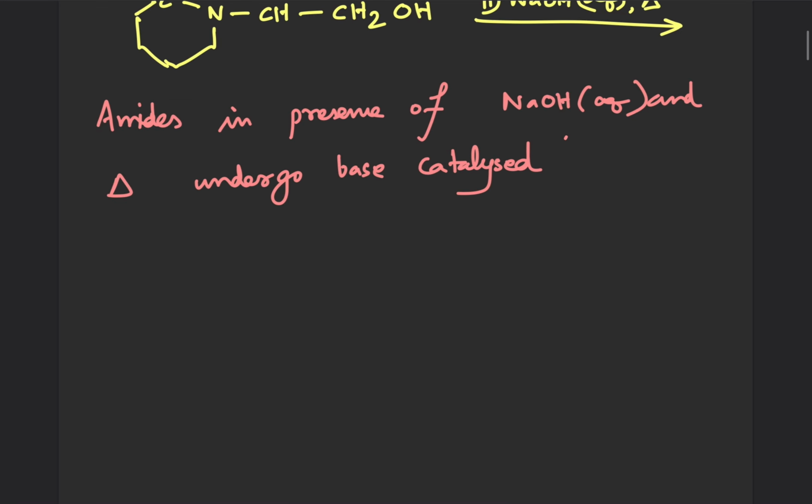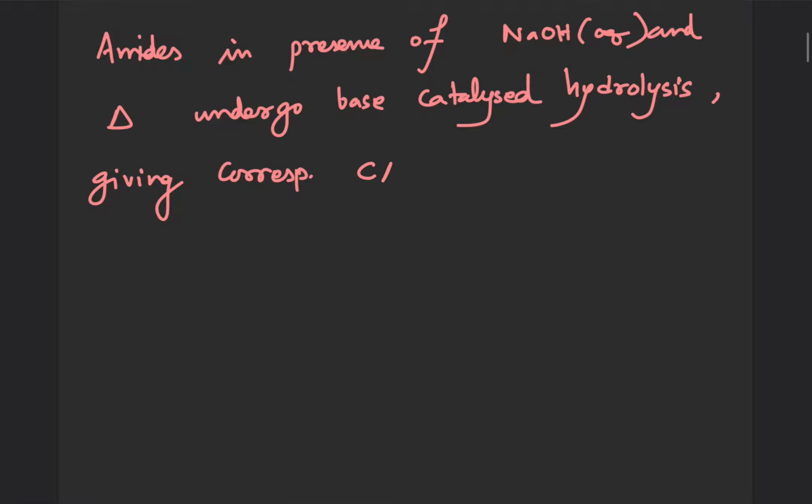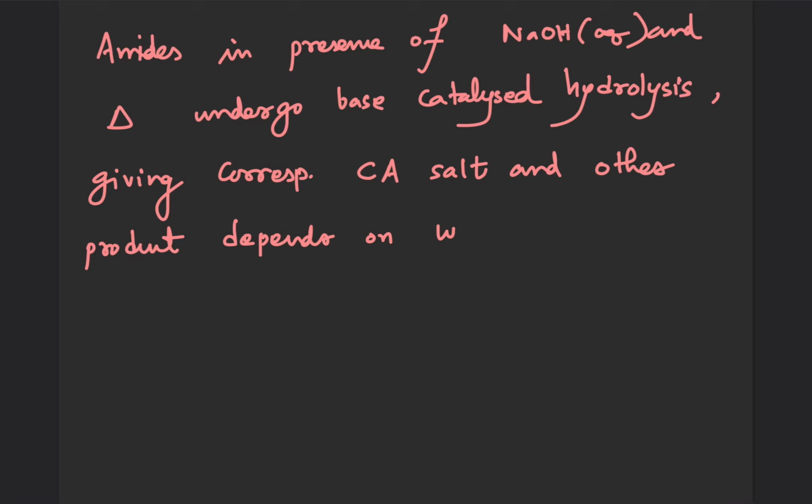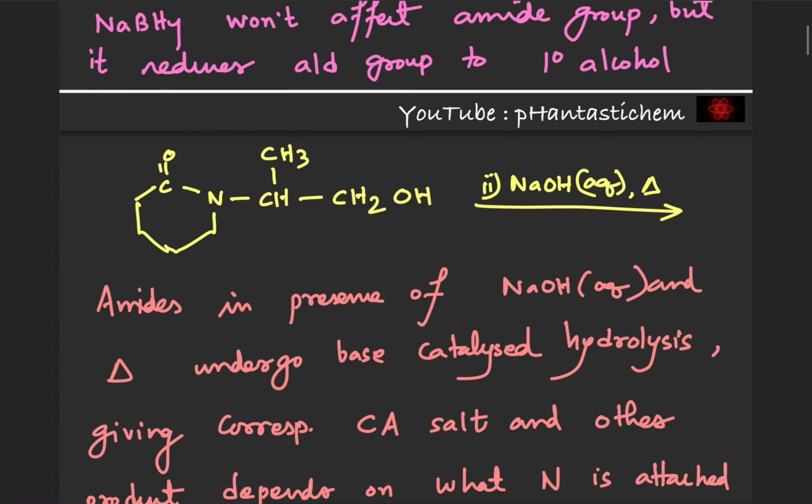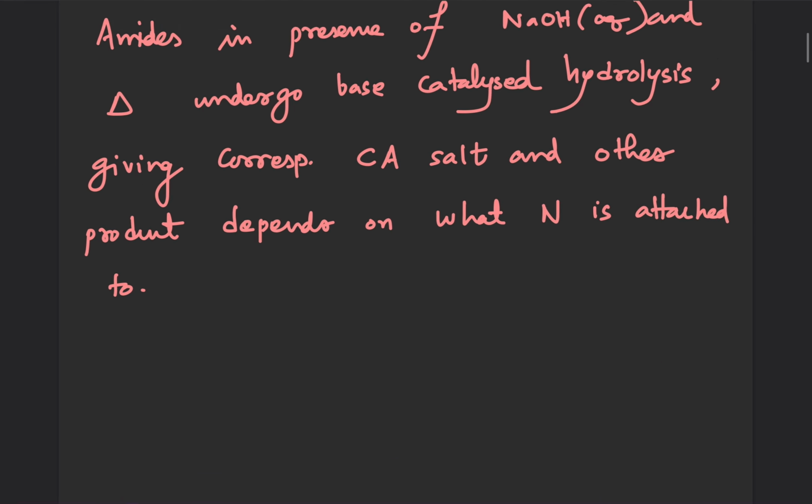hydrolysis, giving the corresponding carboxylic acid salt and another product that depends on what N is attached to. For example, it depends upon what this N is attached to. I will give you an example to understand.